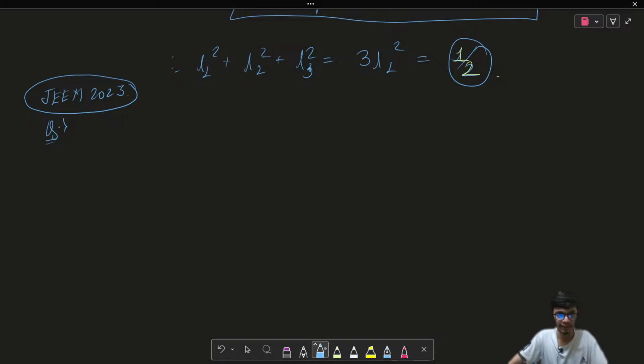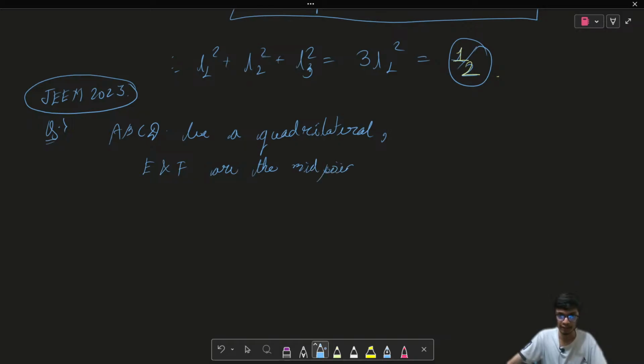The question says that ABCD is a quadrilateral. So let us say you have ABCD given as a quadrilateral, and E and F are the midpoints of the diagonals AC and BD.